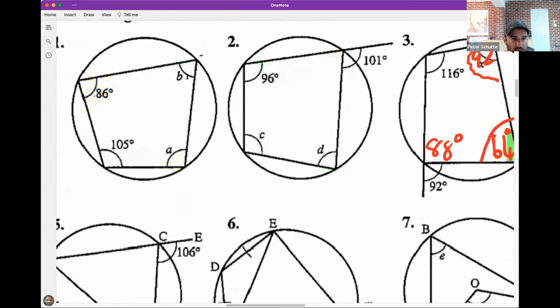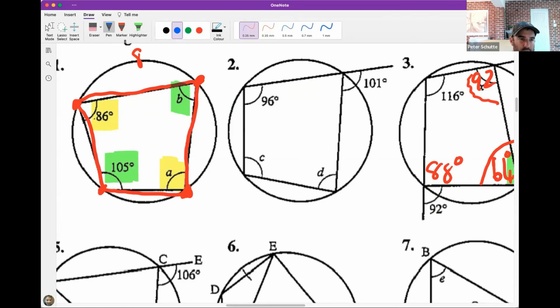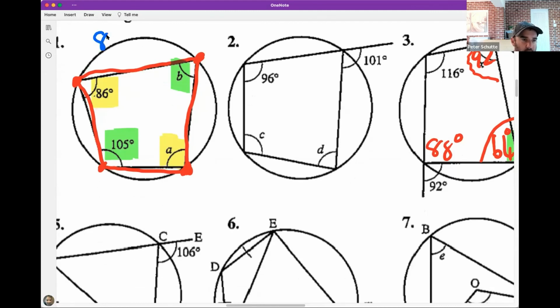Okay, let's talk about question 1 quickly. The main idea in question 1 is that there is something called a cyclic quad. A cyclic quad is a quadrilateral that has its 4 vertices on the circumference of a circle. Step 2 is to realize, and this is a fact we discussed today, that opposite angles in a cyclic quad are special: they always add up to 180. So for example, in 1, we know 86 plus A must be 180.